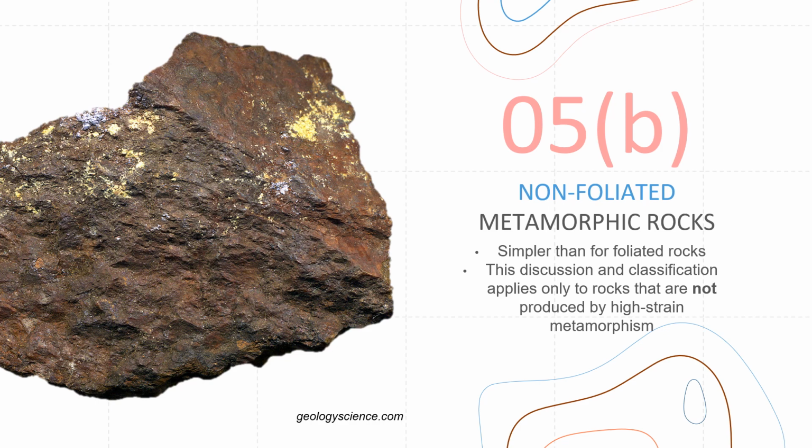So gneiss was the end of our foliated metamorphic rocks. Wasn't that quite easy? Now we will move on to our non-foliated metamorphic rocks, which is actually simpler than foliated rocks, if you thought foliated rocks were quite easy. This discussion and classification applies only to rocks that are not produced by high-strain metamorphism. If you remember, we had a third type. We'll discuss that later.